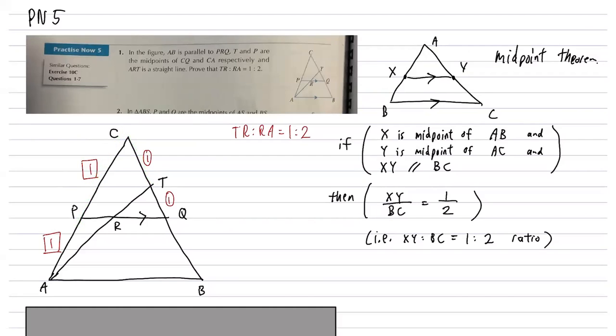What else do we know? We also know that, sorry, that's all they are giving us. Oh, right. So sorry, there's one more. They tell us that ART is a straight line and that TR is to RA, the ratio to be found, sorry, to be shown to be 1:2. We need to show that the ratio of the lengths here and there is 1:2 ratio. Now, you don't really need midpoint theorem for this question. Let me just go through this to show this TR is to RA equals 1:2.